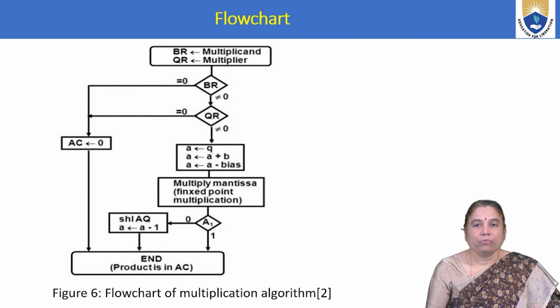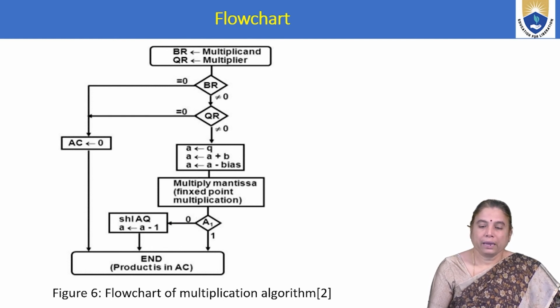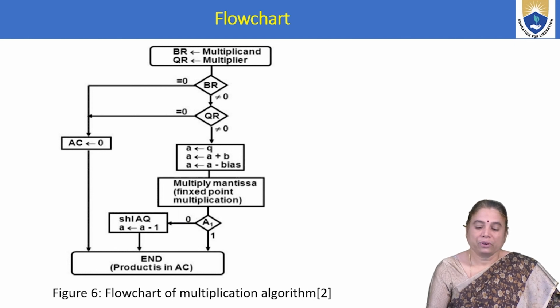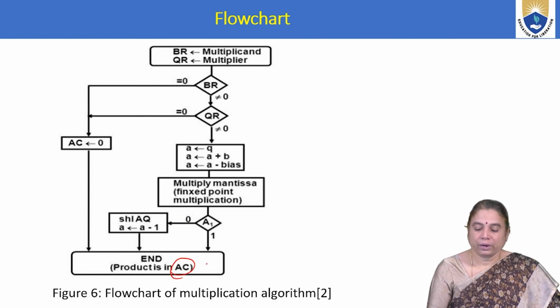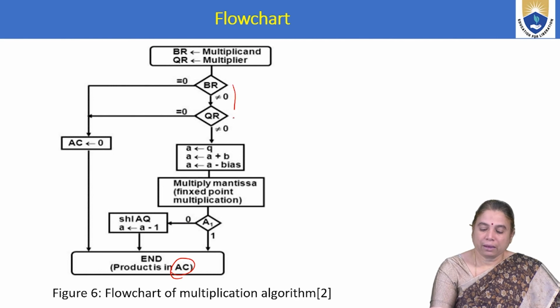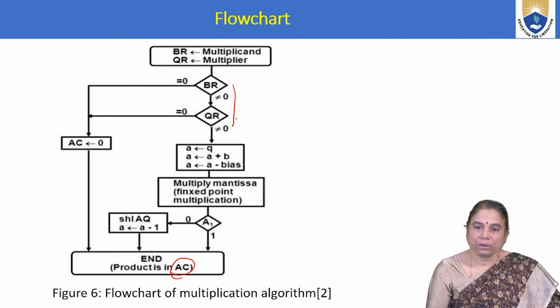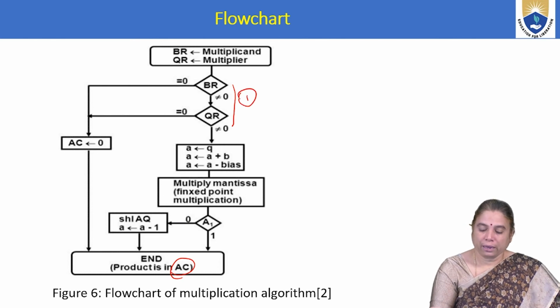So this is the flowchart for multiplication algorithm. The multiplicand and multiplier can be stored in BR and QR registers. The product can be available at the end in the AC register. So this step can be the first step. It has to check for zeros. Otherwise, the result can be 0 if the number that is considered is 0. So the first step can be carried out here.